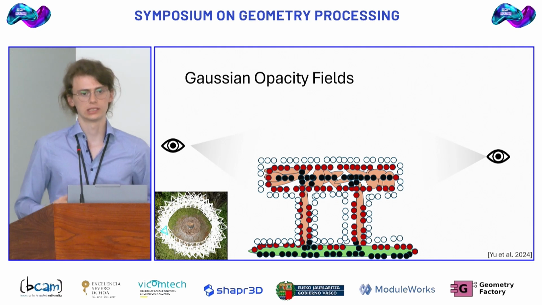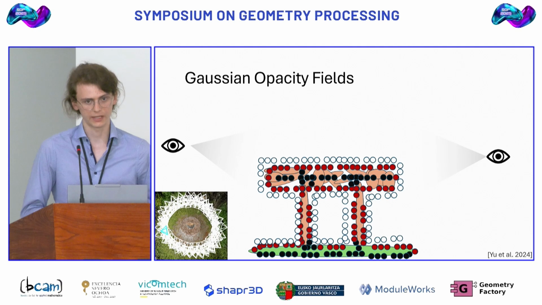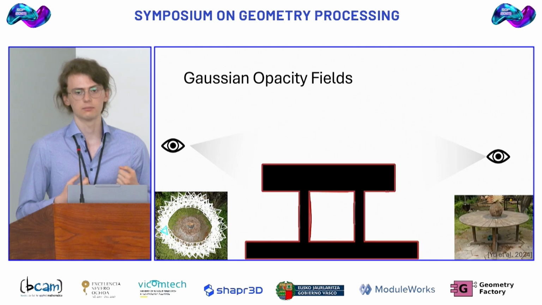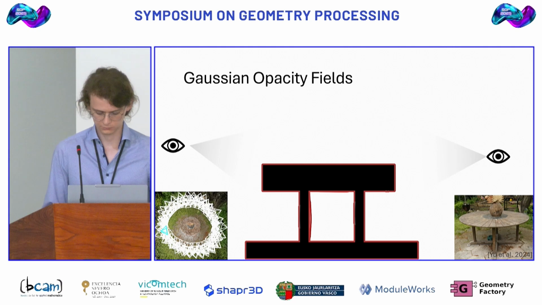Then we can do some refinement iteration to get as close as we possibly can to that 0.5 level set of the Gaussian opacity field. And we can use a marching tetrahedral algorithm to finally extract the surface from this.